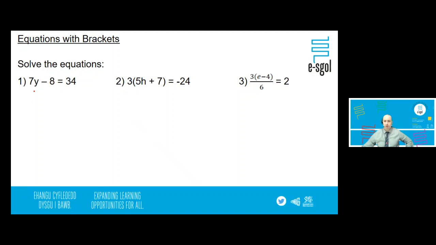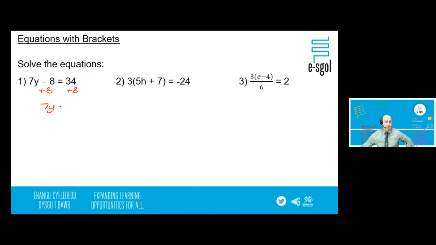Okay, so hopefully you've had a chance to have a go at these. With this first one, again, I mentioned balance earlier, so it's a -8 there. So what I'm going to do is add on 8 to the left-hand side. Whatever I do to the left, I must do to the right. So I'm actually adding on 8 both sides of the equation.